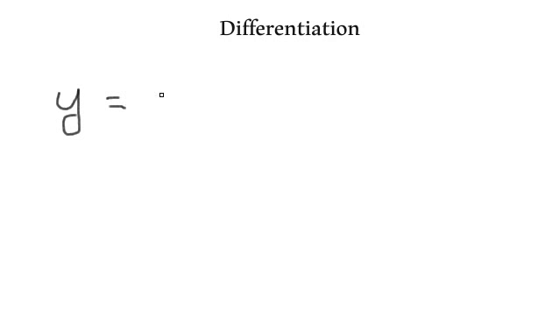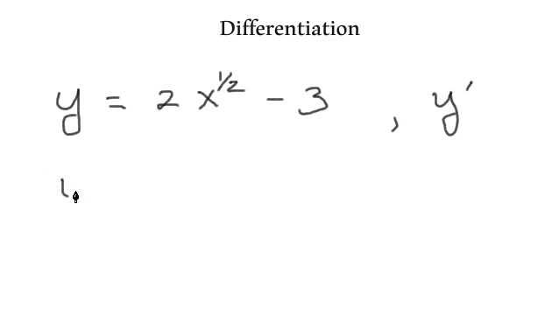We have y is equal to 2x, use something different here. Okay, and we're asked to find y prime. So that means we're going to take the derivative, take the half, bring it out front, subtract 1, gives us a negative half, and the derivative of a constant is 0.